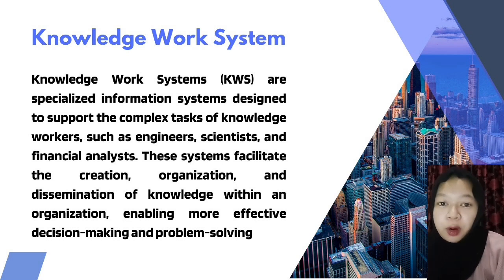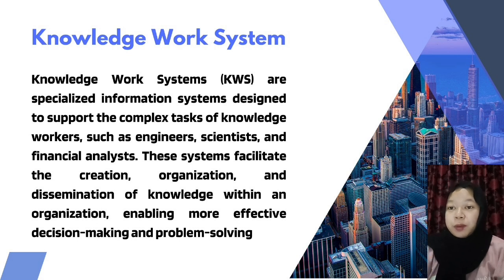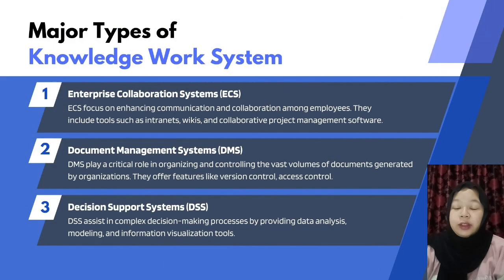Knowledge work systems, or KWS, are specialized information systems designed to support and enhance the complex tasks of knowledge workers such as engineers, scientists, and financial analysts. This system facilitates the creation, organization, and dissemination of knowledge within an organization, enabling more effective decision making and problem solving. And there are major types of knowledge work systems.